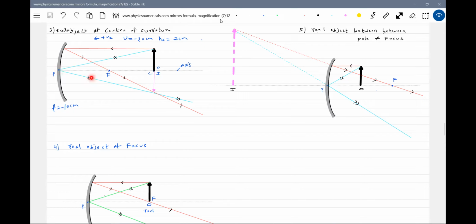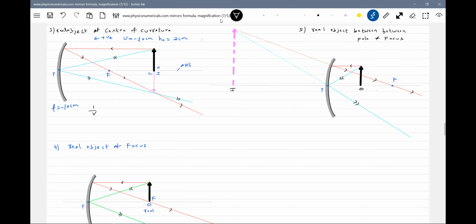Then a ray incident at the pole will be reflected symmetrically. Both will intersect here, and we'll get the position of the image. Some I could not draw properly, just manage it. This will be the position of the image. Fine. So now let's get into the mathematics.